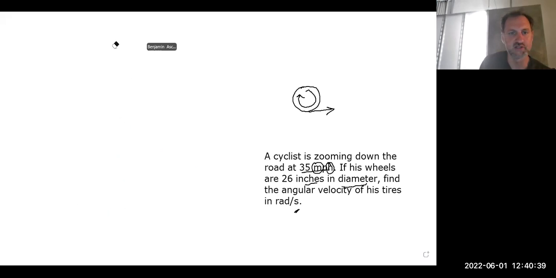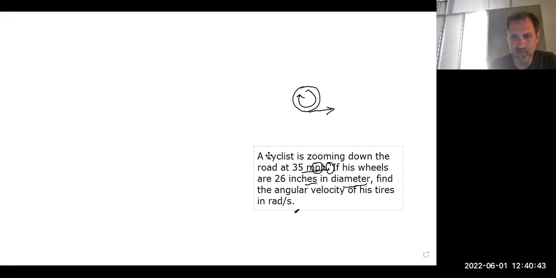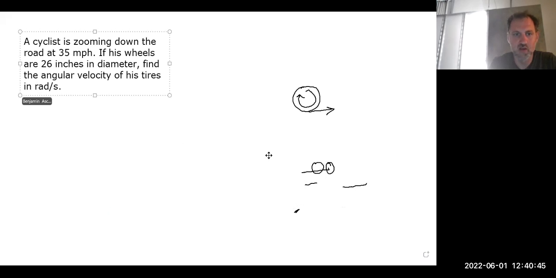I don't really want to erase the thing that I've written all over it. Maybe I'll use my selector tool to move it off. There we go. Okay.